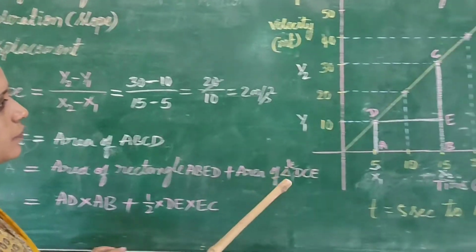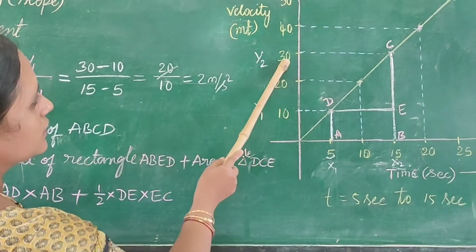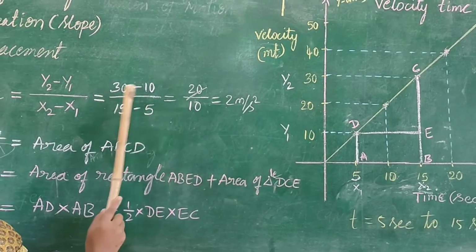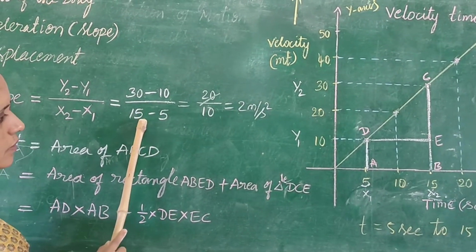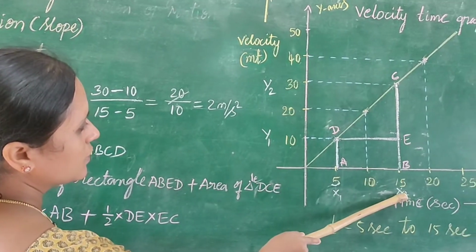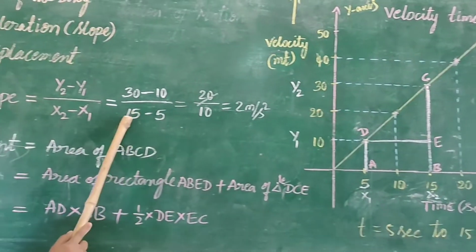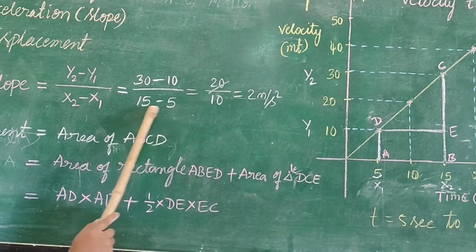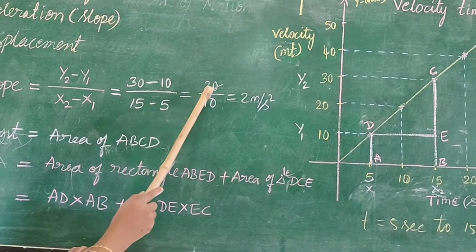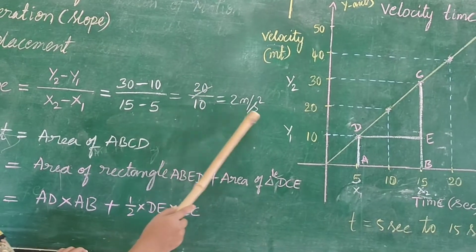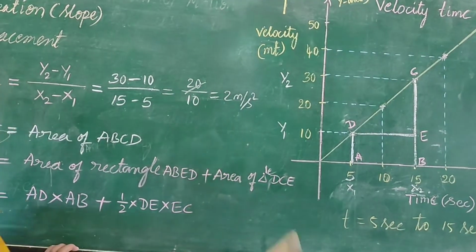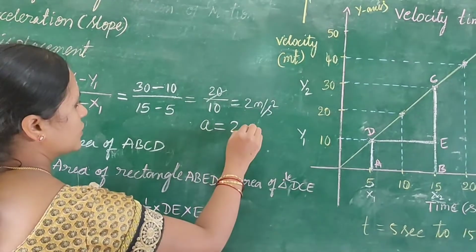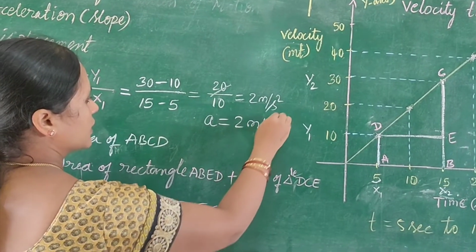What is y2? y2 is nothing but this 30. 30 minus y1, which is 10, divided by the corresponding time, x2 is 15 and x1 is 5. So 15 minus 5 is 10. 30 minus 10 is 20. 20 divided by 10, we get 2 meter per second square. What is this 2? 2 is nothing but acceleration. 2 meter per second square.